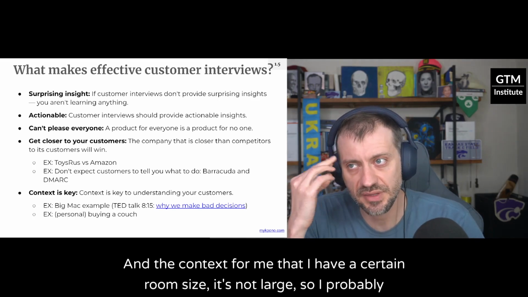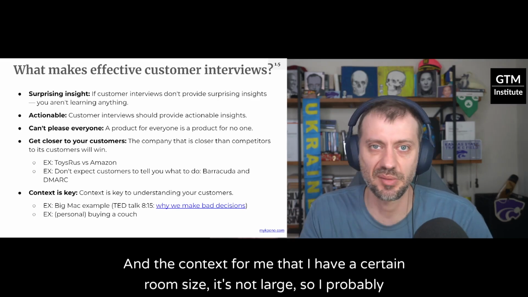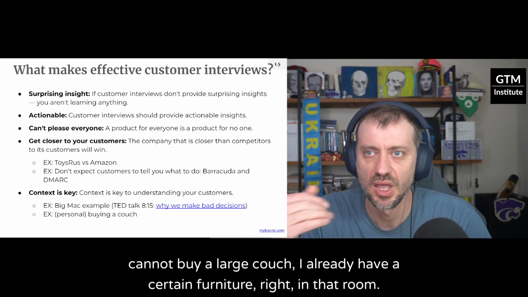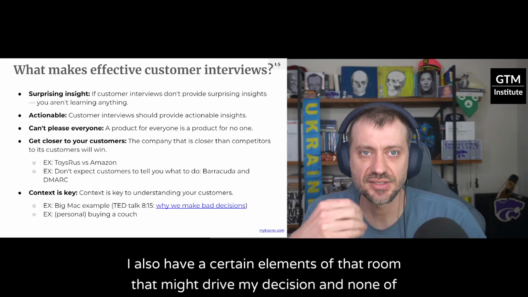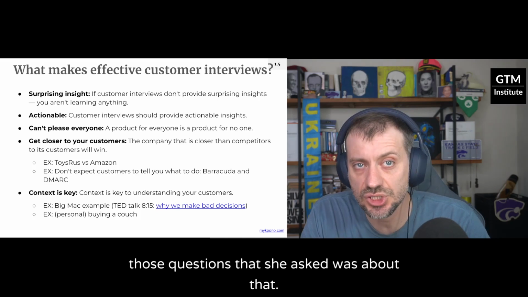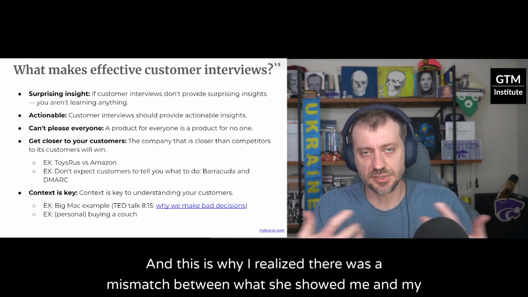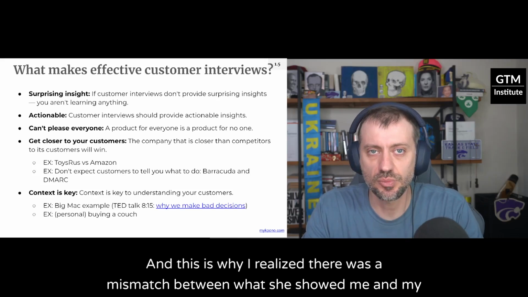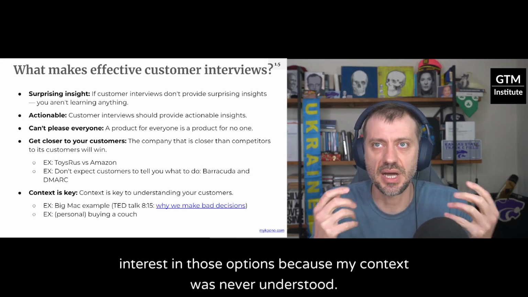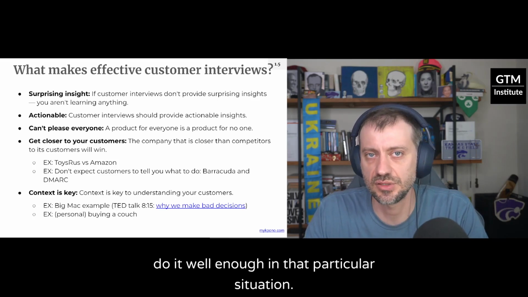The context for me was that I have a certain room size. It's not large, so I probably cannot buy a large couch. I already have certain furniture in that room. I also have certain elements of that room that might drive my decision. And none of the questions she asked were about that. That's why I realized there was a mismatch between what she showed me and my interest in those options, because my context was never understood well enough in that particular situation.